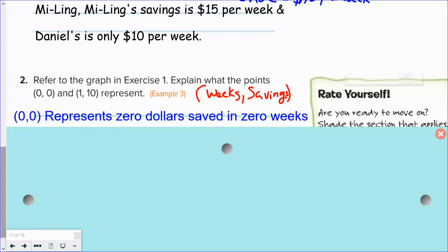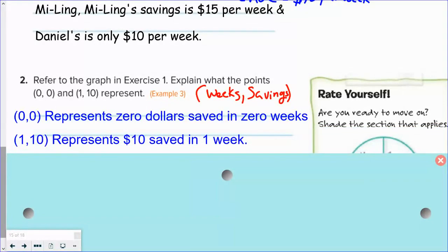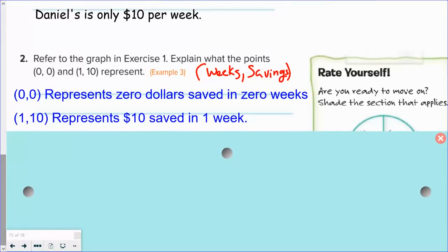Then we got to talk about, what does 1, 10 mean? Right? X at 1, Y at 10. This represents that Daniel saved his $10 in 1 week. All right, one more question and then we'll look at the homework.